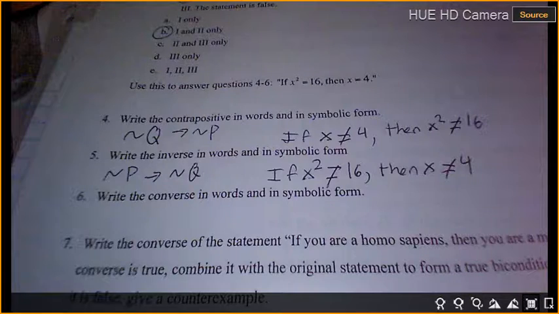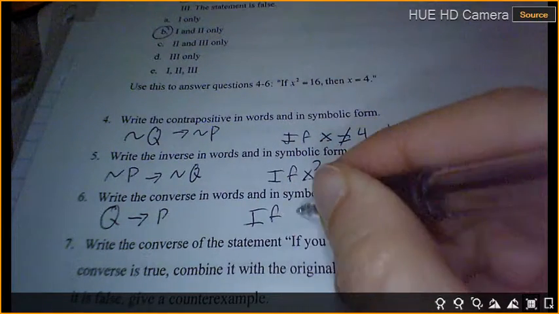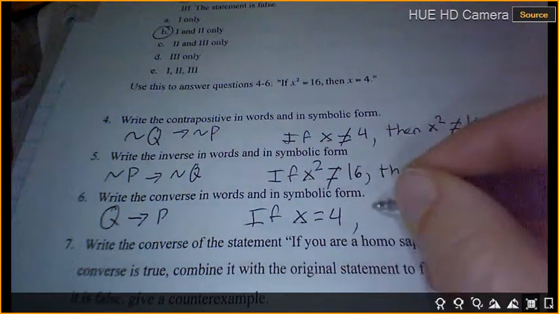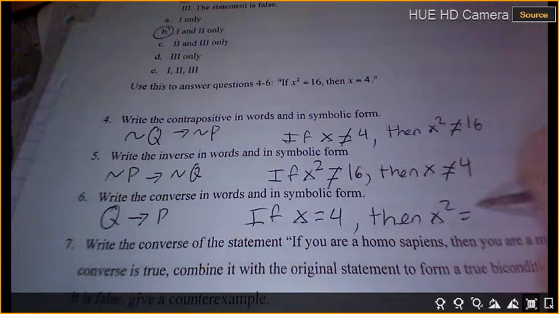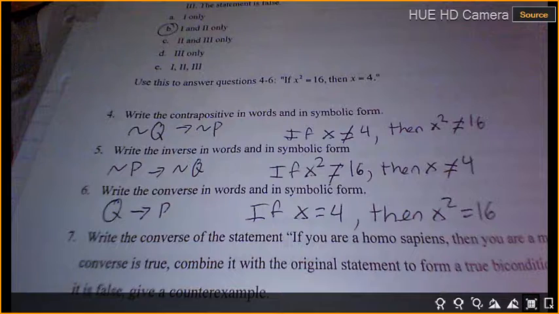Write the converse in words and then symbolic form. Let's do the symbolic form first, though. Who knows the symbolic form for converse? Go ahead, Zach. Q to P. So that's if x equals 4, then x squared equals 16. How are we feeling about this so far? Good? Okay. So, inverse, put the not. Converse, flip it. Contrapositive, do both. You can only have a biconditional if the converse and the conditional statement are both true.